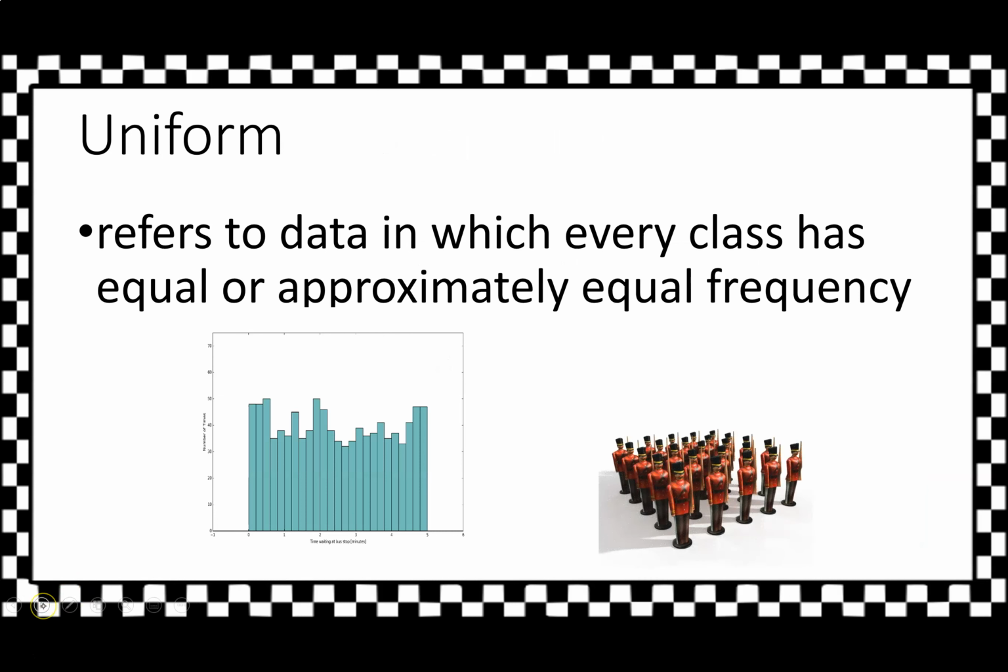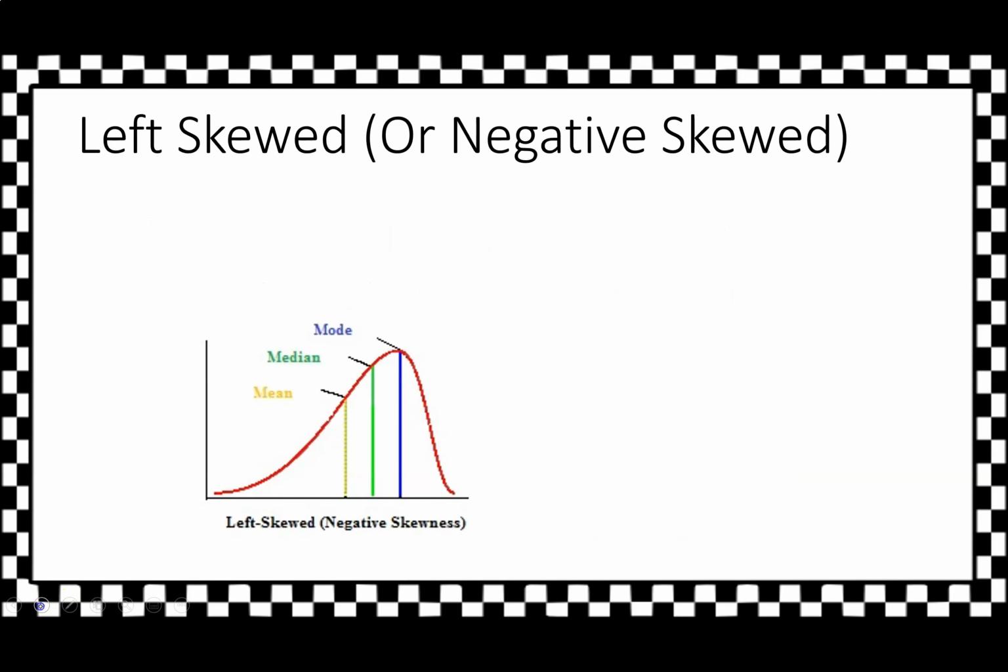Uniform distribution is when pretty much everyone is equal or approximately equal. So for time waiting at the bus stop here, most people are waiting around 40 minutes, right? Almost everyone is the same. Not exactly, but approximately equal. So this is called uniform distribution.